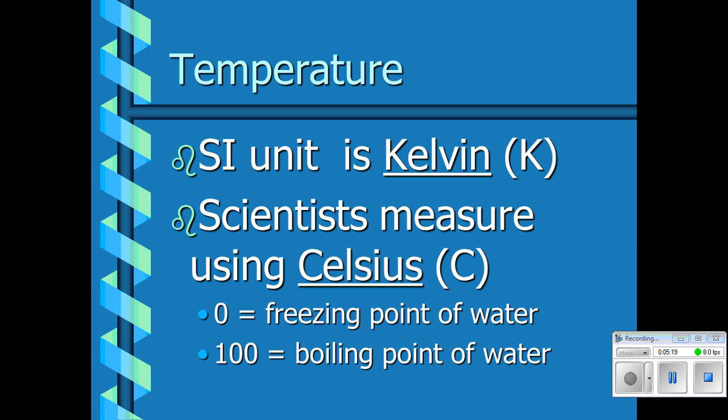Temperature. The SI unit is Kelvin, but in the classroom we're not able to use Kelvin, so we're going to use Celsius as scientists. For Celsius, 0 is the freezing point of water and 100 is the boiling point of water. With Fahrenheit, freezing is 32 and boiling is 212. So it's just a lot easier to use Celsius, with 0 and 100 being those points of interest.